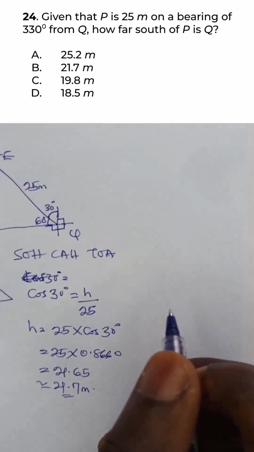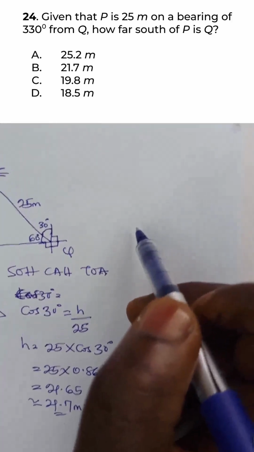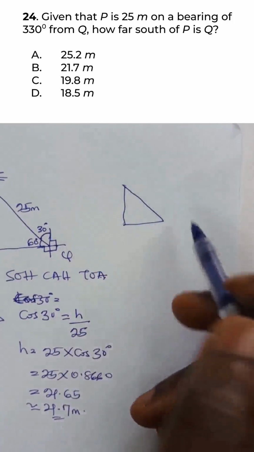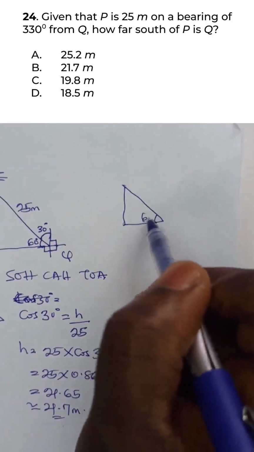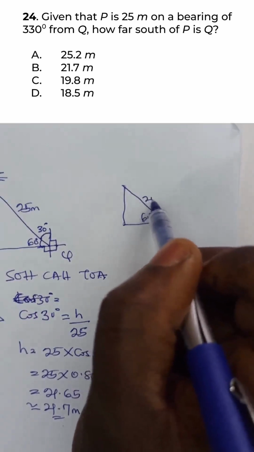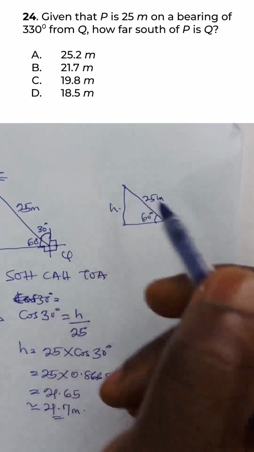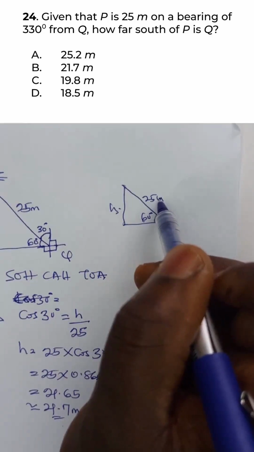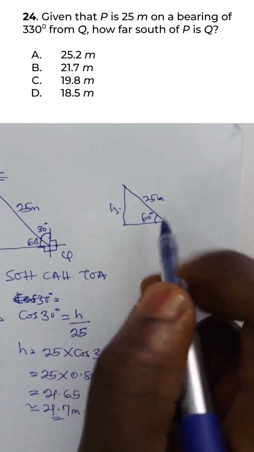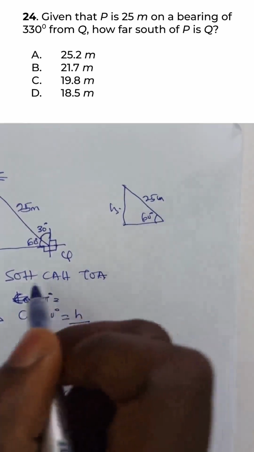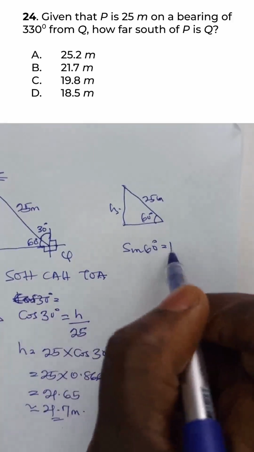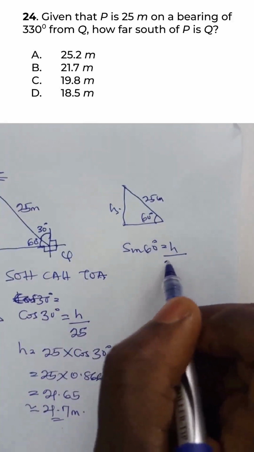But if you want to consider angle 60 degrees, we are still going to get the same thing. So let's draw the diagram. I'm going to have a diagram like this. This is 60 degrees, this is 25 meters, and this is what we are looking for. But here now it is going to be opposite over hypotenuse. Sin 60 degrees is equal to opposite H over hypotenuse, that is 25.